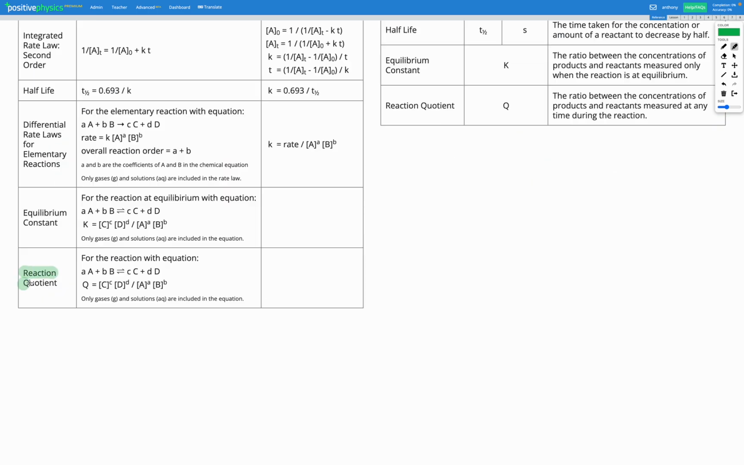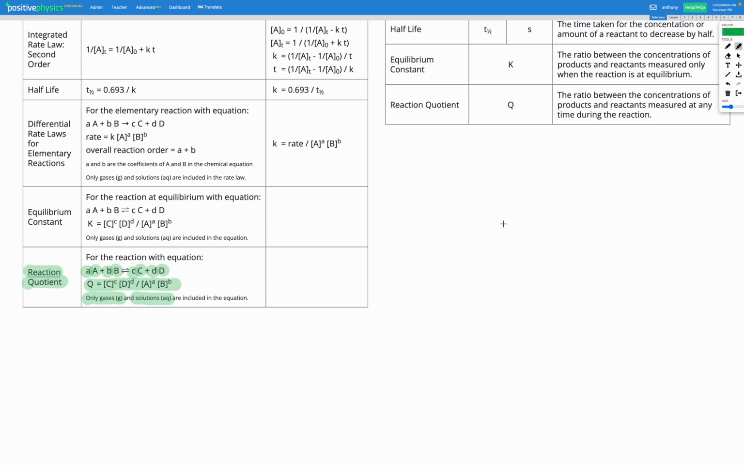Here is the reaction quotient, and you can see the equation looks identical to that for the equilibrium constant. Again, our expression for Q involves the concentrations of our products, which are C and D, to the power of the coefficients in the numerator of our fraction. And then in the denominator, we have the concentrations of our reactants, A and B, to the power of their coefficients. Again, we're told only gases and solutions are included in the equation. So this is exactly the same as the equation for equilibrium constant.